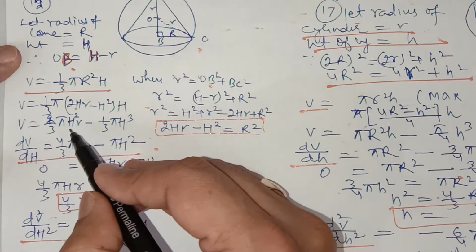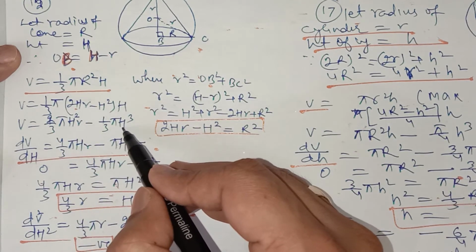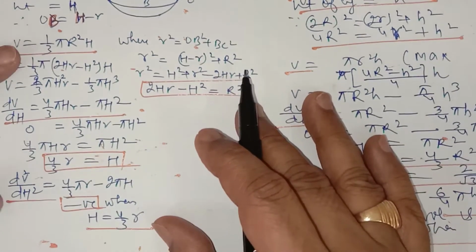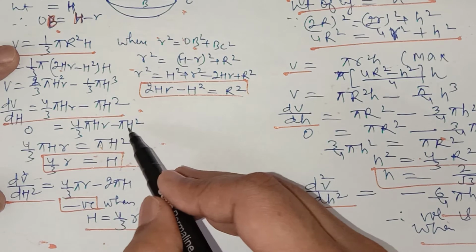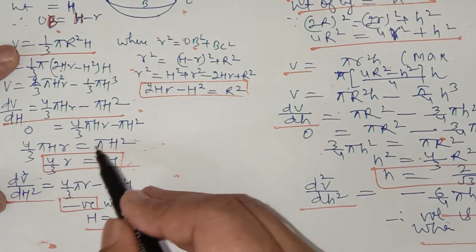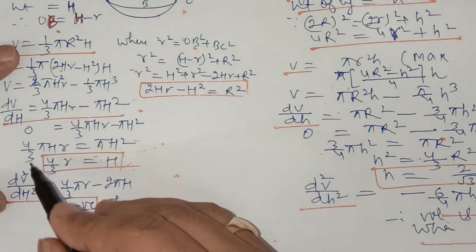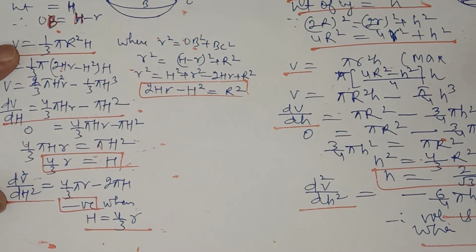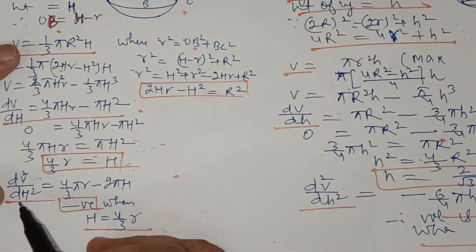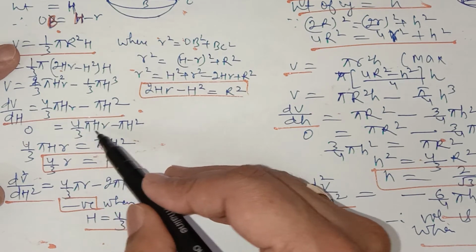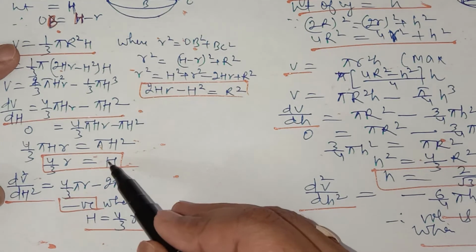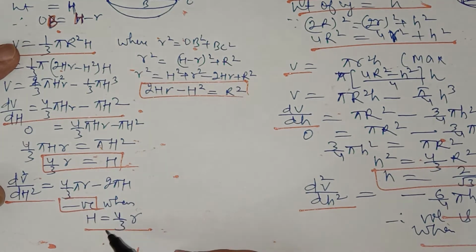So differentiating with respect to h, it comes out to 4 upon 3 pi hr minus pi h square, and put it equal to 0. It will be 4 upon 3 pi hr is equal to pi h square. One h will be cancelled out, pi will be cancelled out. So h is coming out to 4 upon 3 r, that is, the height of the cone is 4 upon 3 the radius of the sphere. Now find the second derivative, which will be 4 upon 3 pi r minus 2 pi h. It will be negative when you put h equal to 4 upon 3 r. So its volume is maximum when the height of this cone is 4 upon 3 the radius of the sphere.